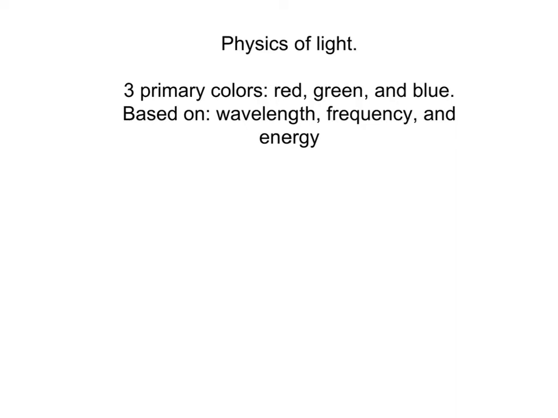So let's look at the physics of light. You should know that white light is comprised of three primary colors, and they are red, green, and blue. And that colors of light, not pigments, but colors of light, are based on wavelength. The wavelength acts on the frequency, and the frequency and the wavelength together correspond to the energy that particular color of light carries. So what does this have to do with anything?